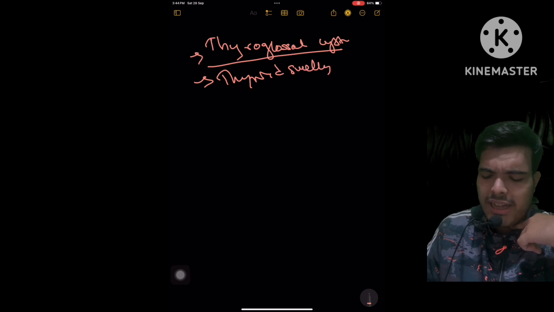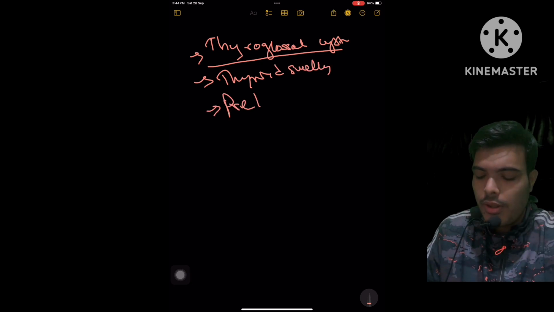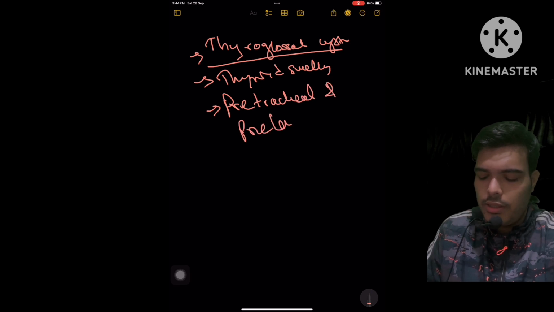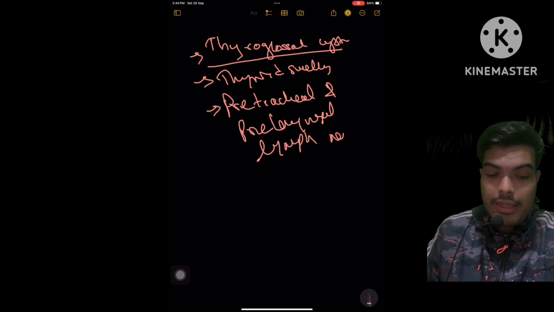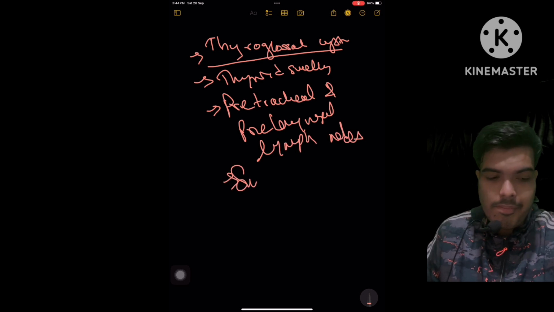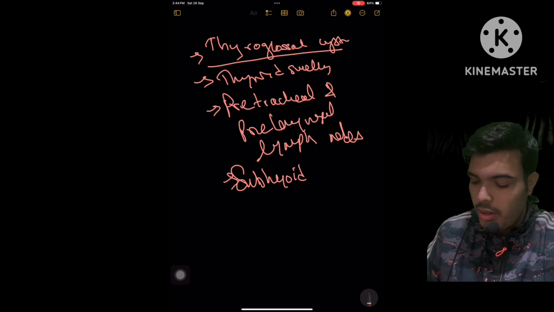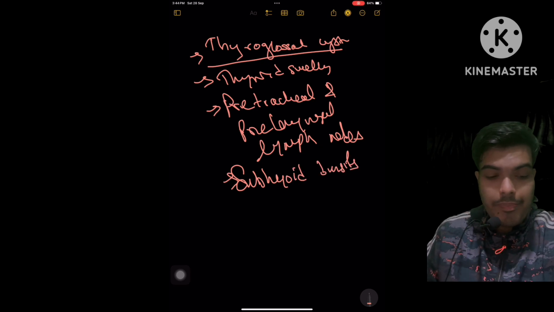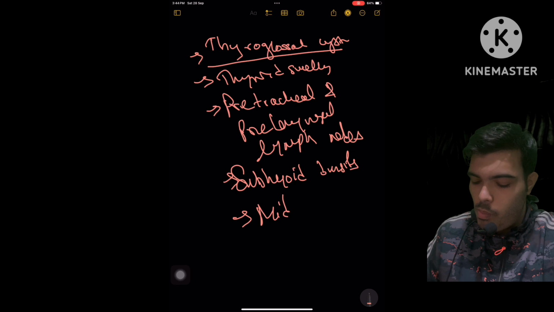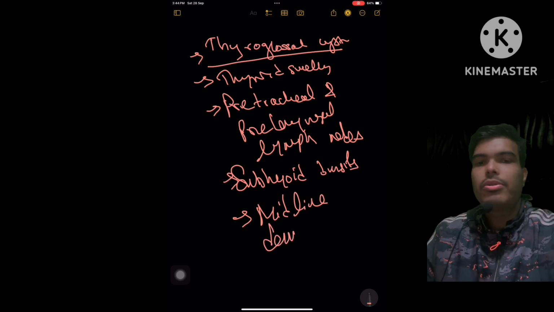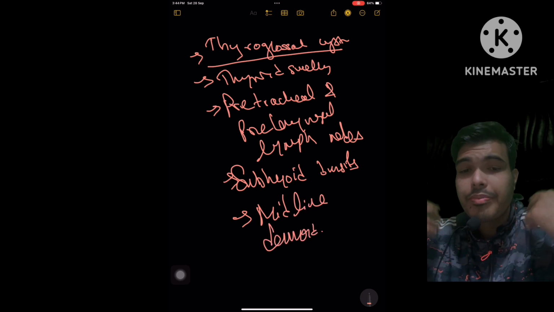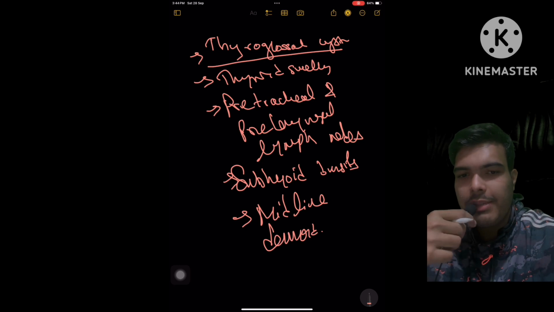Then there are pretracheal and prelaryngeal lymph nodes. And there is also subhyoid bursitis, and there is midline dermoid. So these are the conditions where there is movement with respect to swelling.